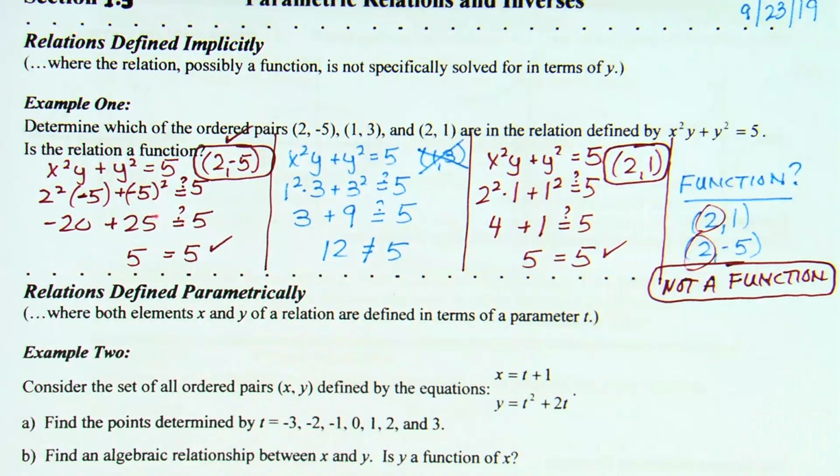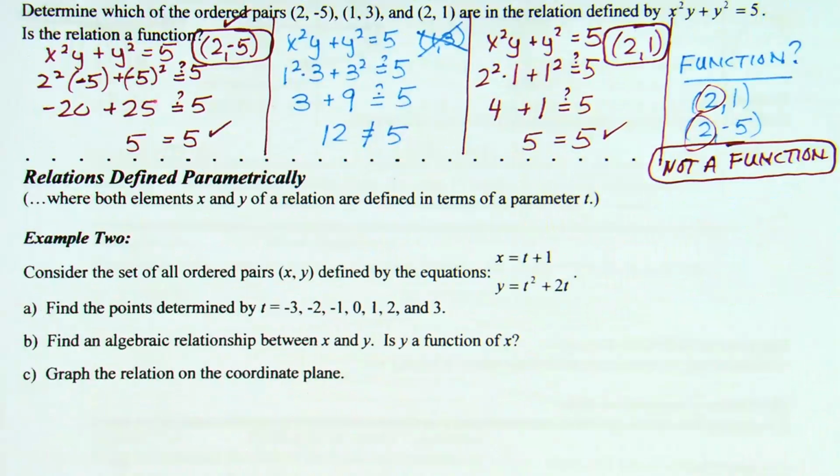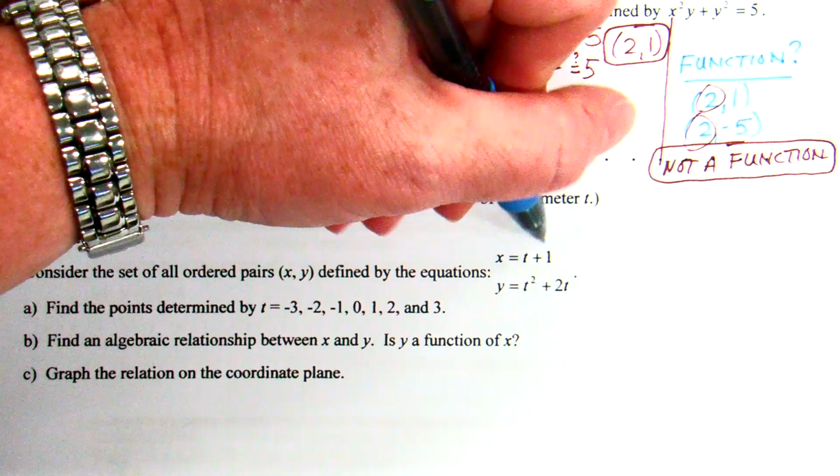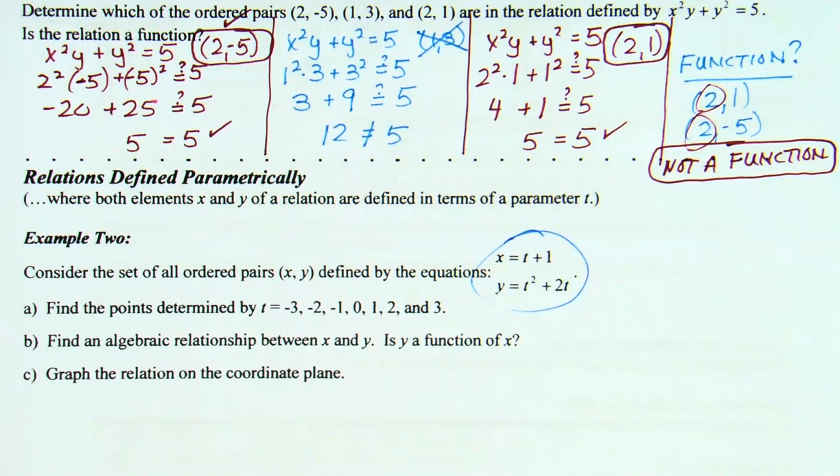Okay. Let's talk about relations defined parametrically now. This is a little bit different. But relations defined parametrically are relations where both elements x and y of a relation are defined in terms of a third variable, which is called the parameter, and they usually use t. An example of a parametric set of equations is this right here, example 2. Notice there's two equations. One is an x equals, the other is a y equals. They are both in terms of t.